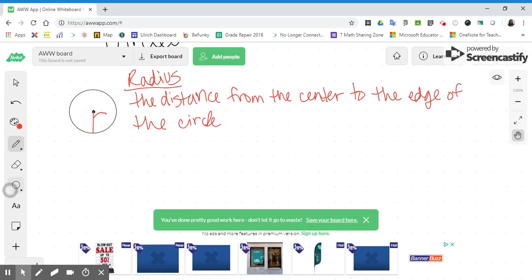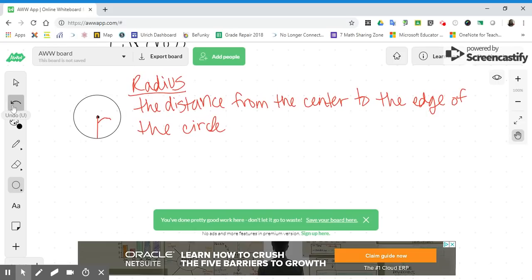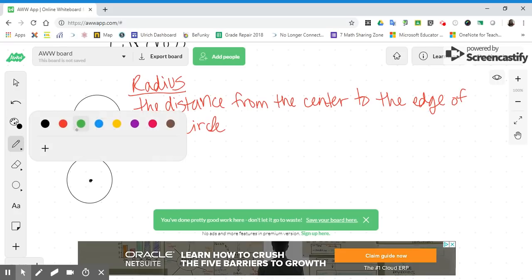All right, we're going to draw another circle. Okay, undo. Let's try and put it over here. Closer. We'll go with that. So we're going to mark the center again. And this time we're talking about the diameter. So we have the diameter.